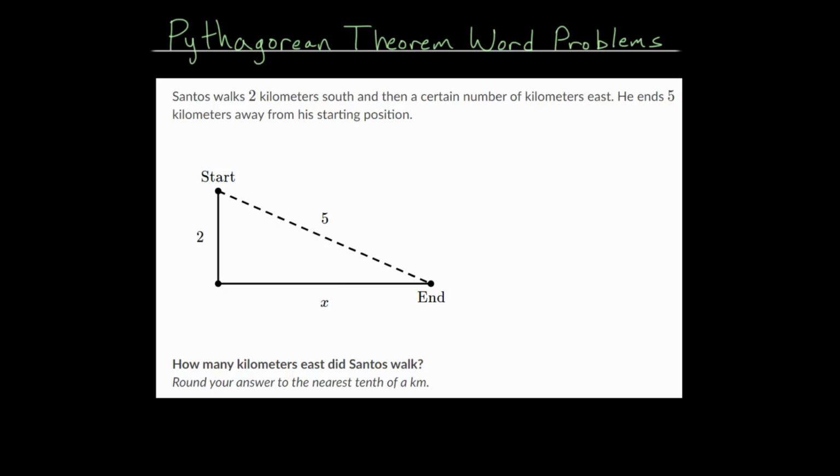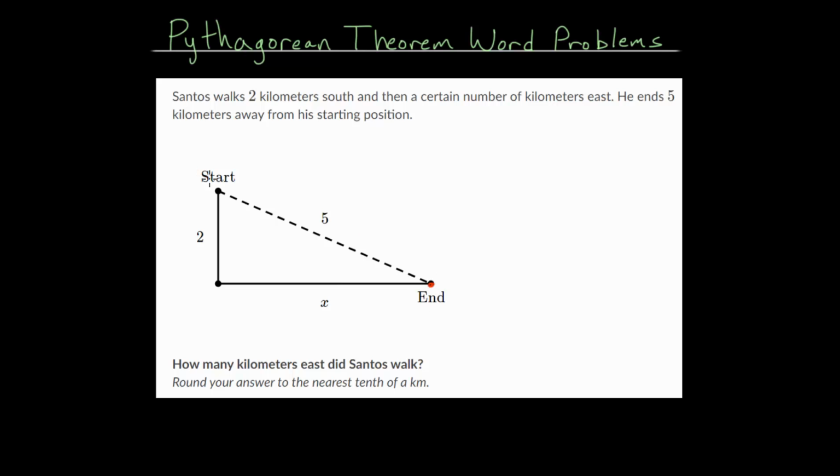In this video, I'd like to talk about word problems with the Pythagorean theorem. So, in this problem, Santos walks 2 kilometers south. So he starts here, he walks south 2 kilometers, and then a certain number of kilometers east. So it looks like this is what we're trying to find. And he ends 5 kilometers away from his starting position.